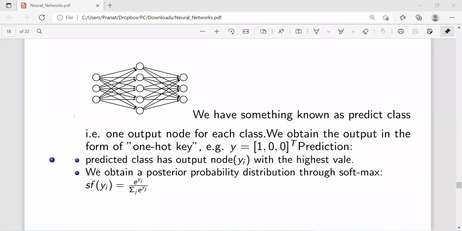So in this case, we obtain a one hot key type output, which is where we get 1 for any one of them and 0 for the rest of them. This is known as one hot key. One hot key meaning we have 1 for a single neuron and 0 for the others. So we have cat, dog, and another thing, bird. If this is a dog, this will be 0, 1, 0, a one hot key type output. And you don't need to worry about probability distributions right now.